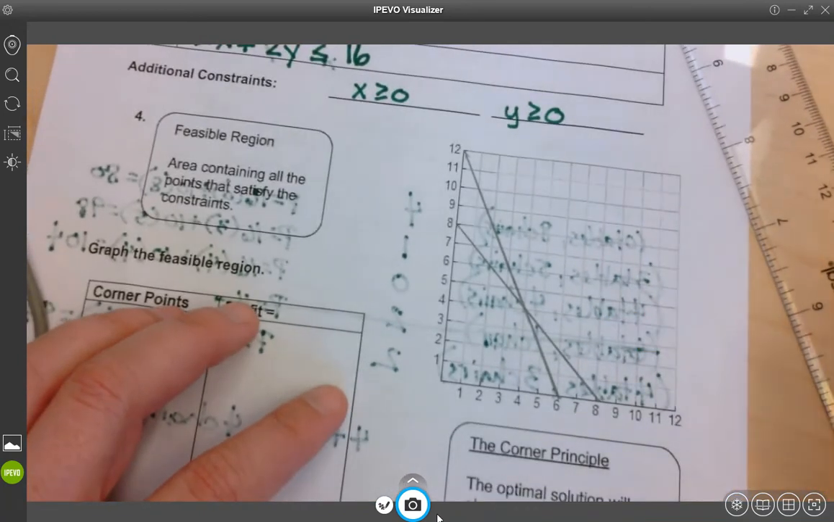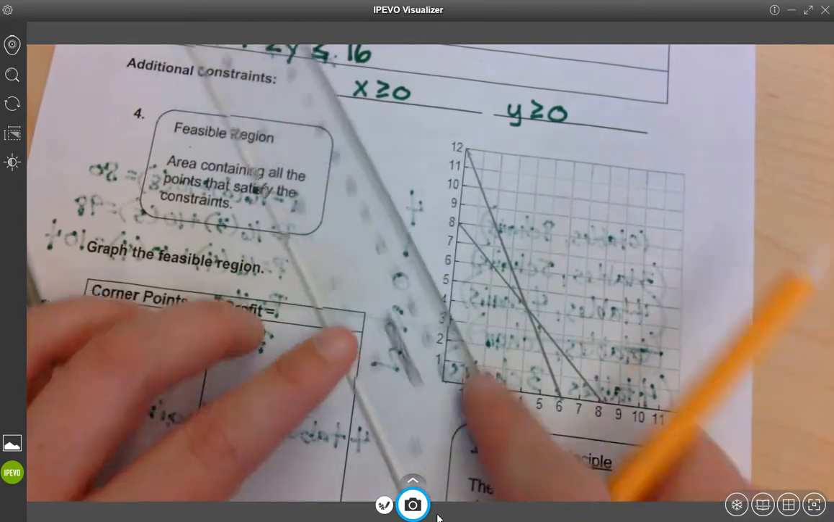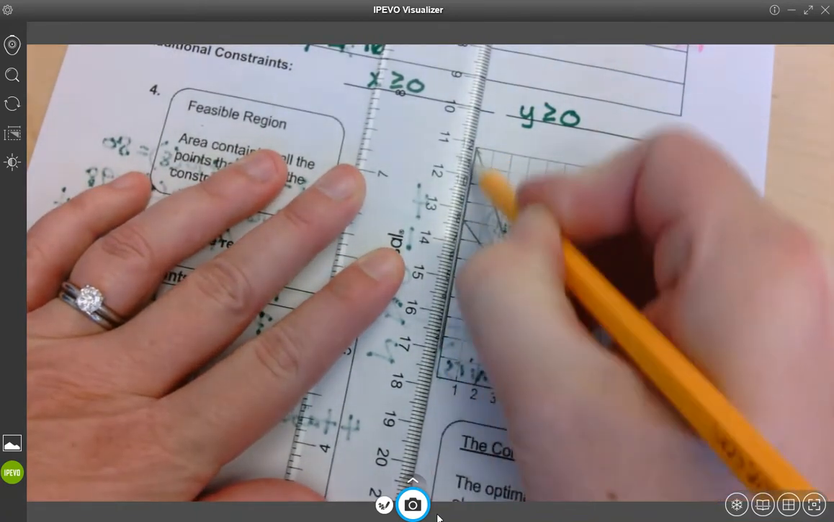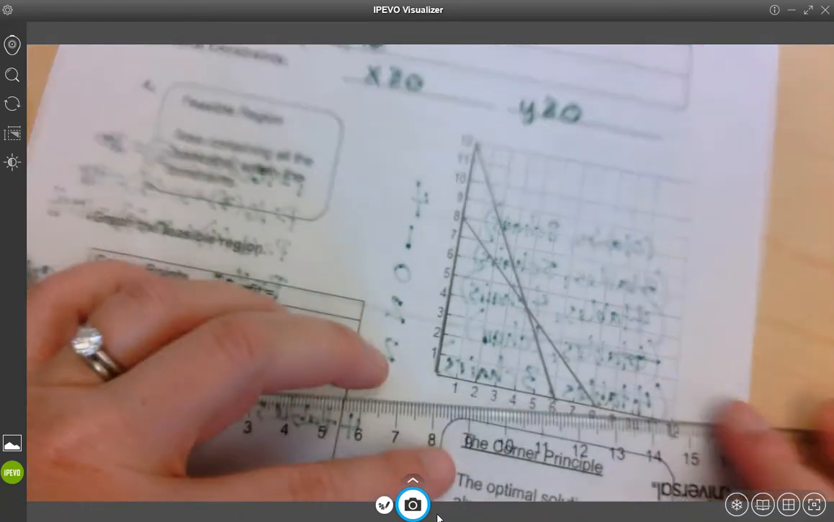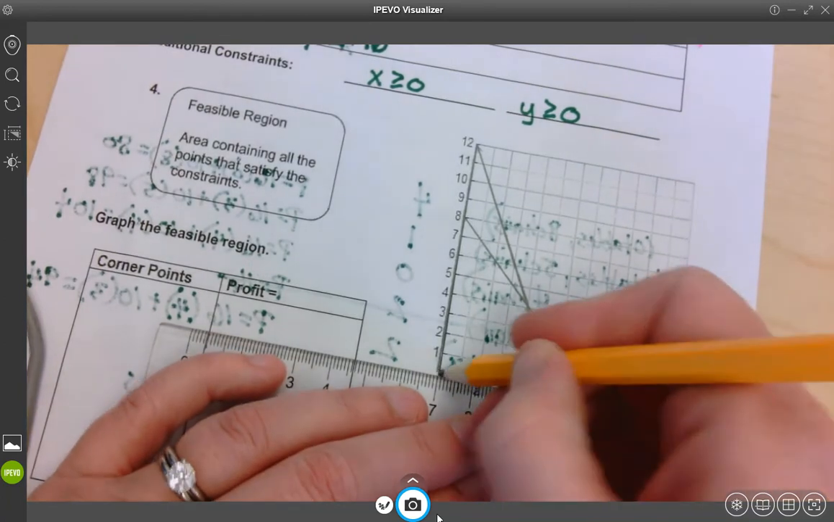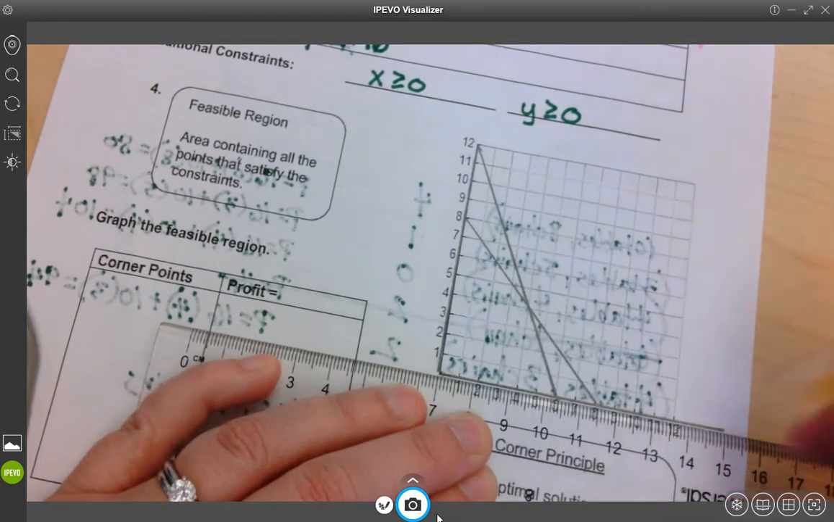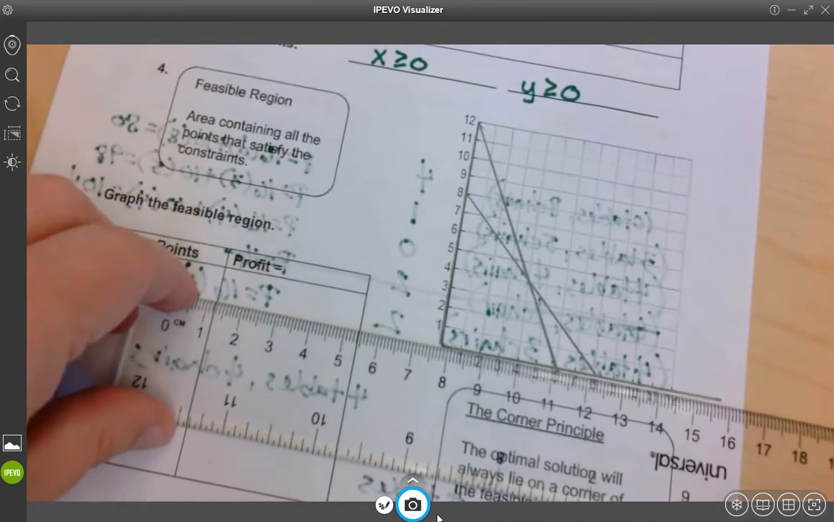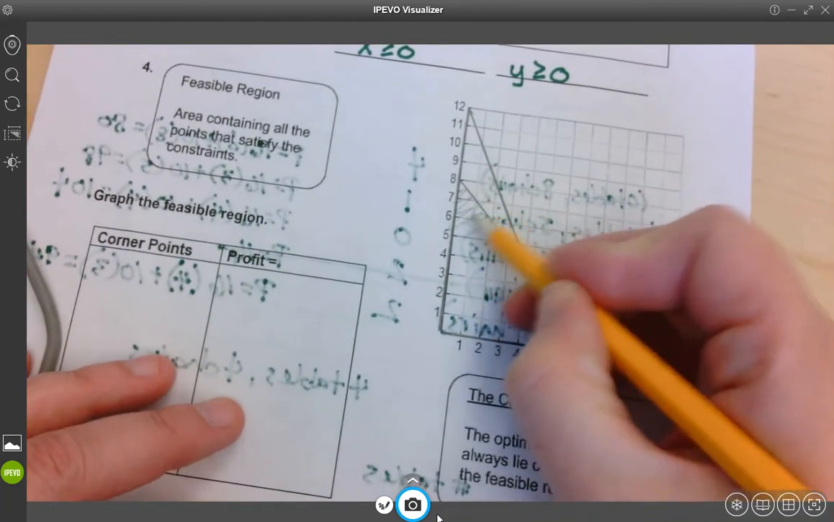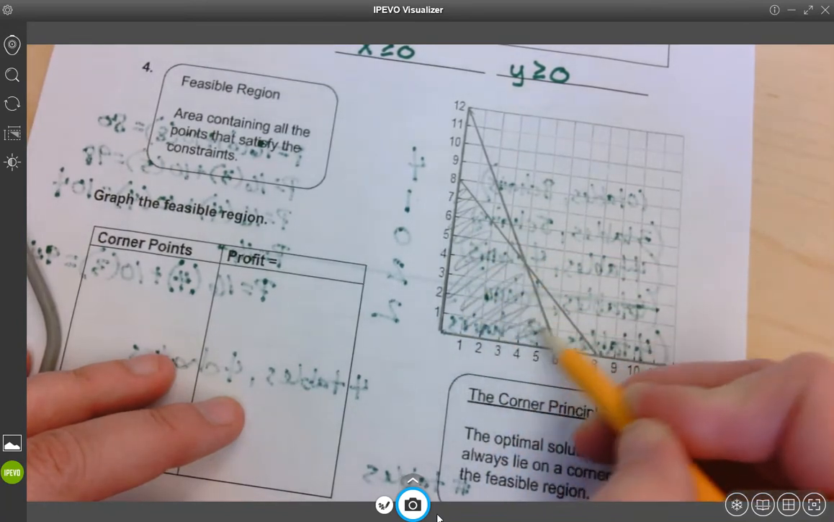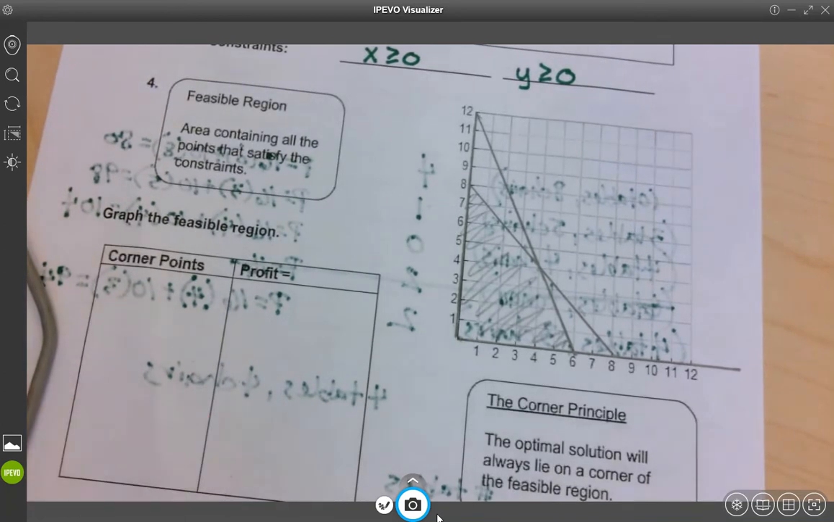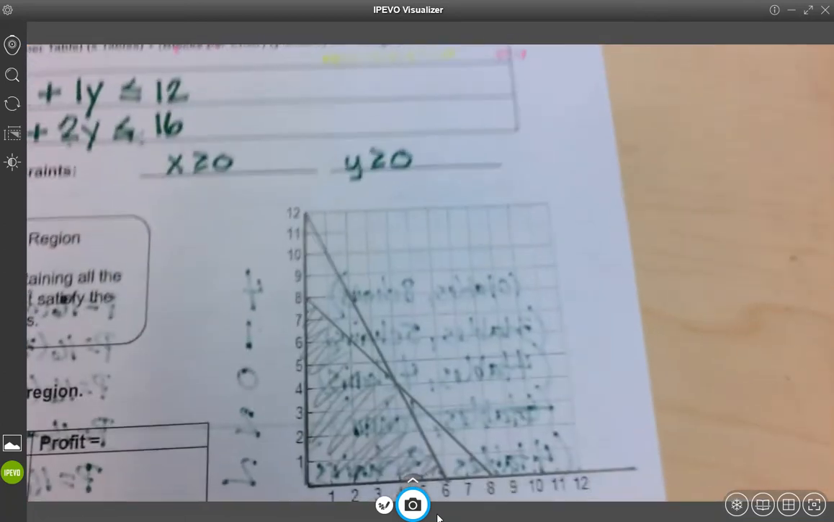And then x is greater than or equal to 0. That line is just right here on the axis. So I've got this one here. And I've got this one here. This is y is going to be greater than or equal to 0. And instead of shading each one individually, I'm just going to shade the feasible region. The feasible region is going to be in here. Okay? So I'm going to come around and see if you need any help with that. And I think I'll stay zoomed in on this.